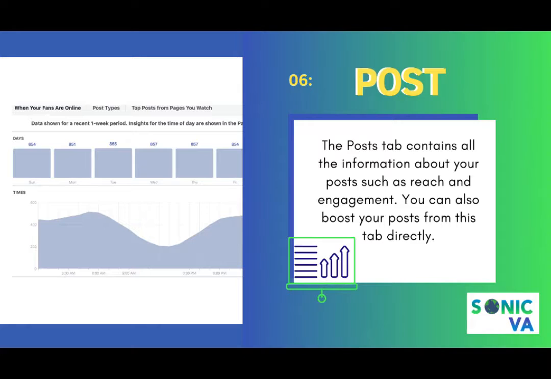The next one is post. The post tab contains all the information about your post, such as reach and engagement, right? You can see when people are looking at your posts, what people are doing, and how many people on the average day in the average month are looking at your posts.